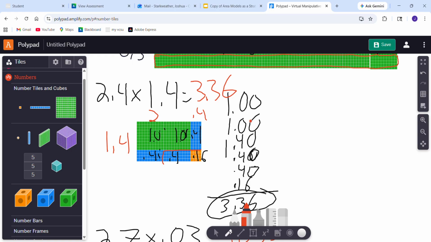1 plus 1 plus 0.4 plus 0.4 plus 1 plus 1 plus 0.4, 0.4, 0.4, and 0.16. It gives you a total of 3.36. That is the answer.